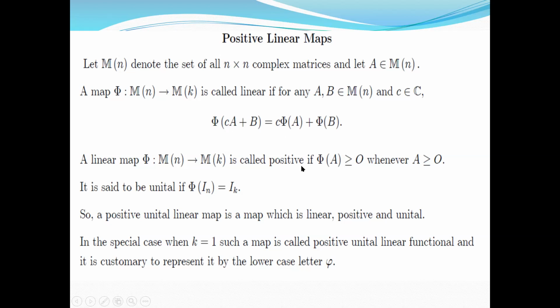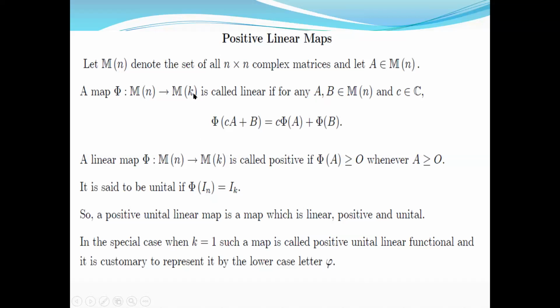And a linear map is called positive if phi of A is a positive semi-definite matrix whenever A is positive semi-definite. And it is called unital if phi of In is equal to Ik, because this map is going from Mn to Mk. So identity goes to Ik. If these three are satisfied by a map from Mn to Mk, we say that this capital phi is a positive unital linear map.